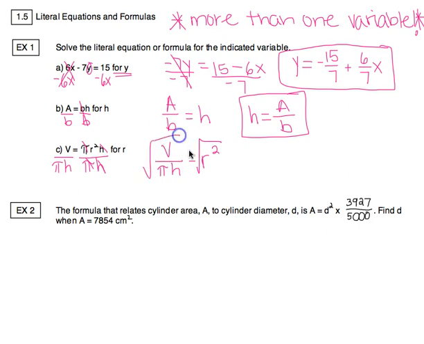Now, again, I try to pick very purposeful examples here because you're definitely probably going to see something, either an equation or a formula with a square root. Whenever you solve by taking square roots, you have to put in a plus or minus on the other side. So the square root and the squared undo each other, so that gets my r alone, but I need a plus or minus on the other side. And so you can write it like this.